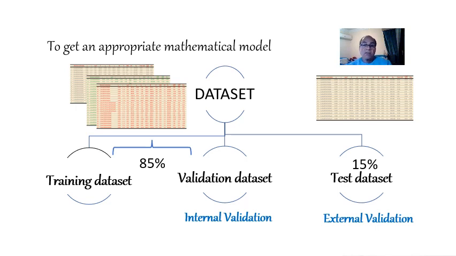The second set, validation set, that's called internal validation. The validation set is a set of data separated from the training set that is used to validate our model performance during training. The last set, test set, is the final step in evaluating the model performance using an external validation.